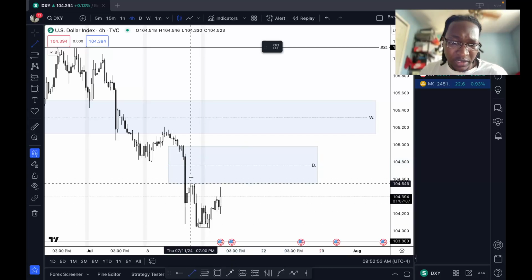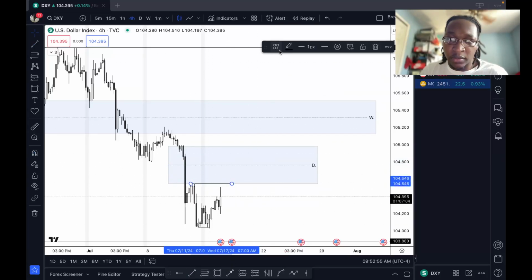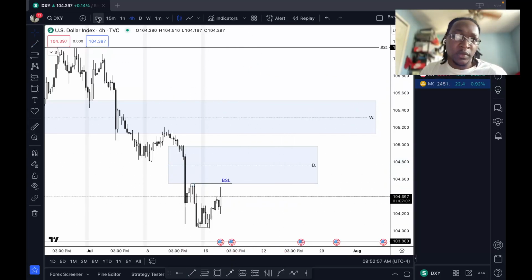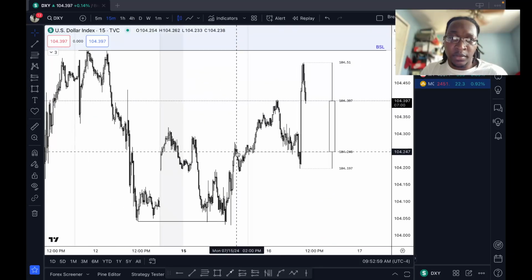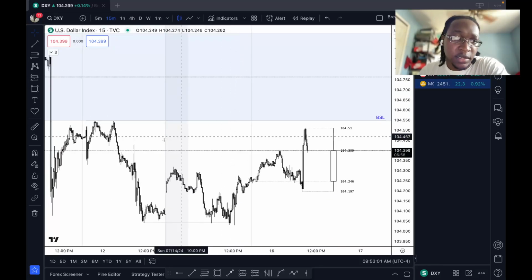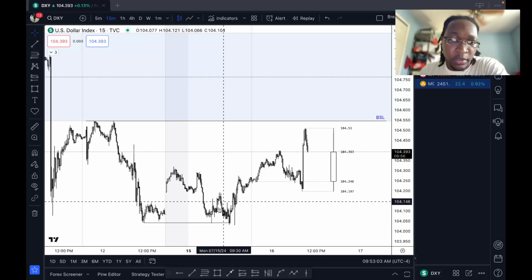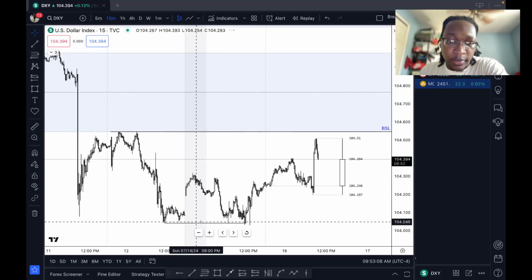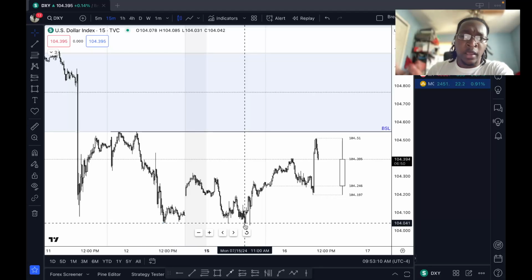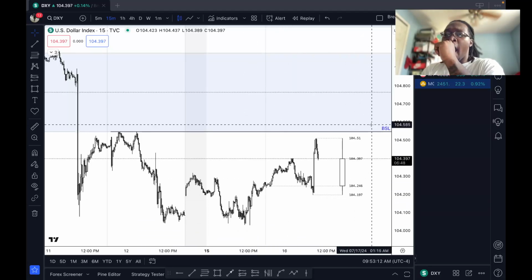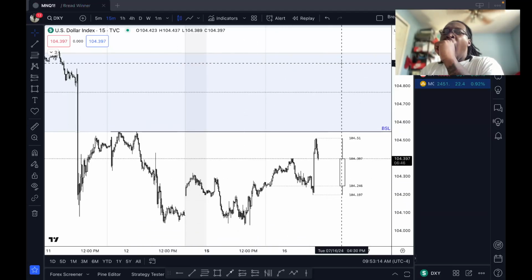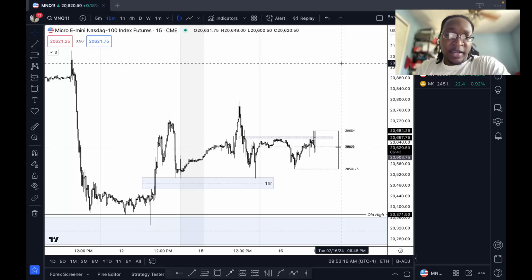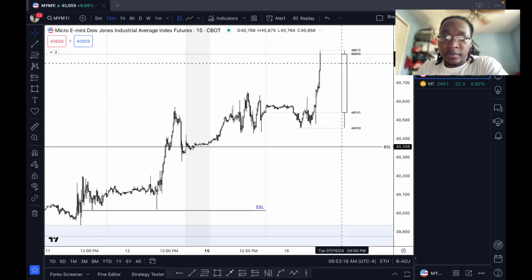If it can't, no worries. That just shows weakness in dollar, and we can sell into that. So these relative equal highs up here, I would like to see taken out before the drop. But it doesn't have to do that. But that's ideally what I would like to see.